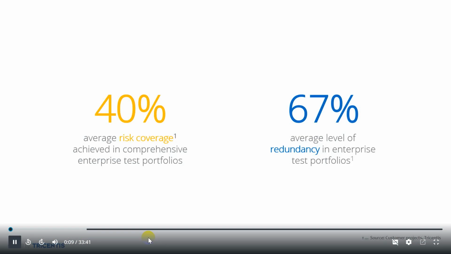When we first meet customers, we see an average of only 40% of the business risk being covered by existing tests. And in addition to this, we see around 67% of redundancies in these regression portfolios. This means we are spending a lot of time and resources running and maintaining tests that add no value. We see two main reasons for this.